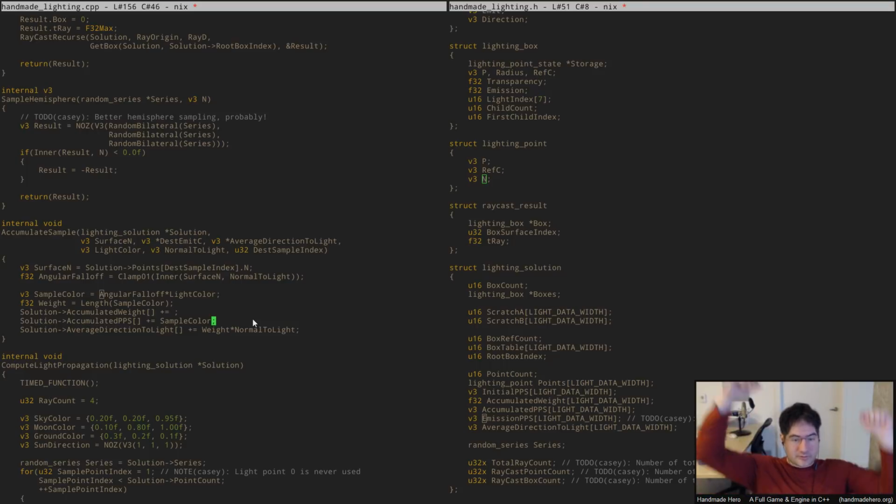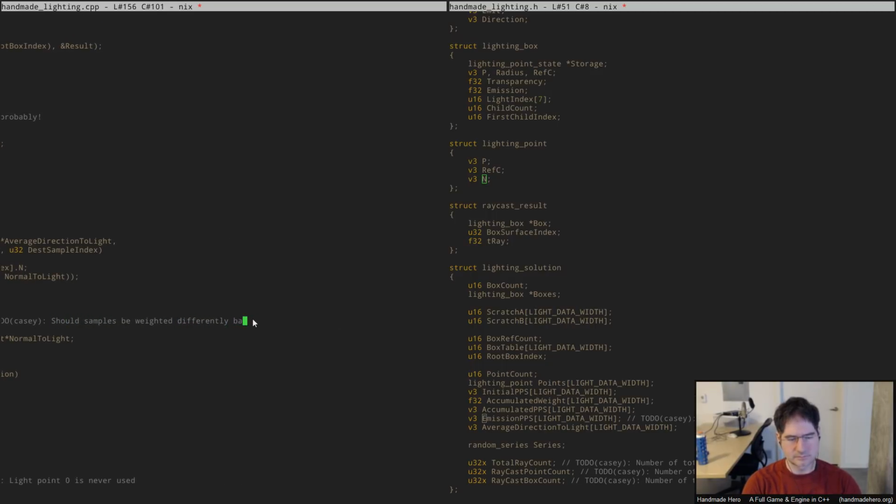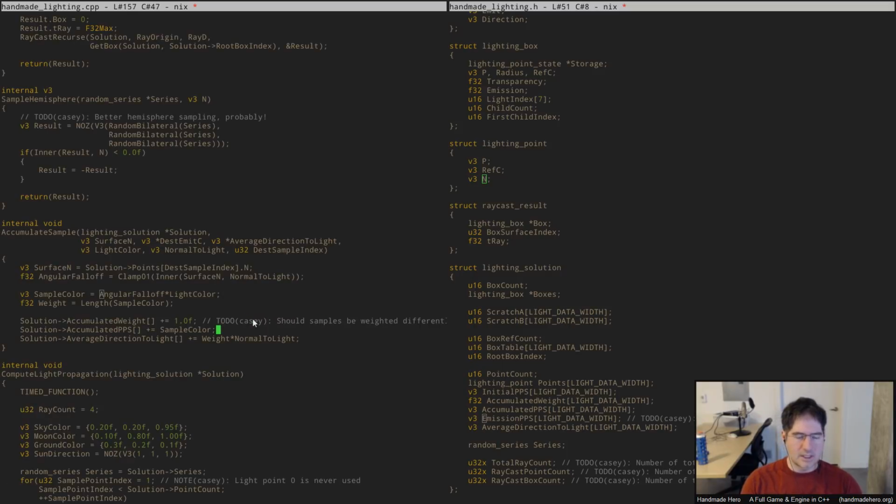And so that's the sample that we're taking for photons per second. And so now the question is just what is the accumulated weight? Well, if we just want to average all of our samples together, it would just be 1. If we want to use the angular falloff to say that some samples are more important than others, or something like this, then we would set it to something else. I'm going to set it to 1 for now. And we can weight those differently if we want to in the future.